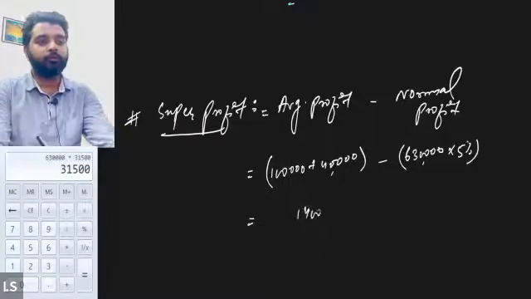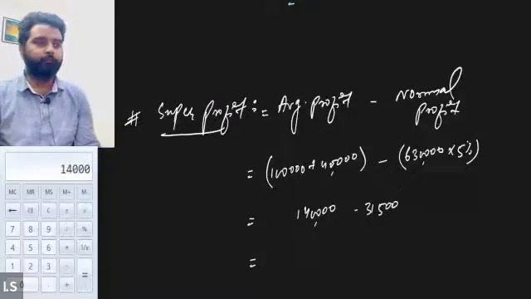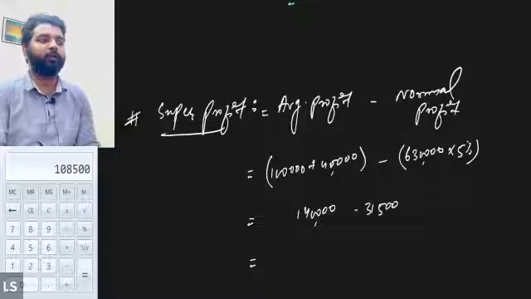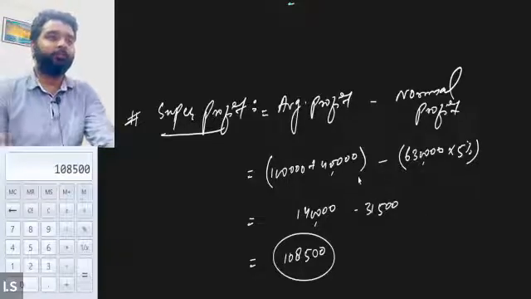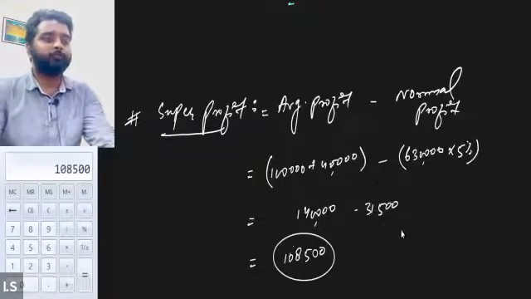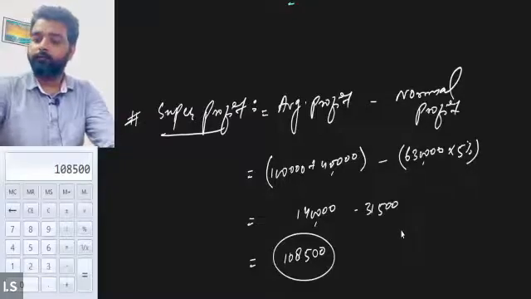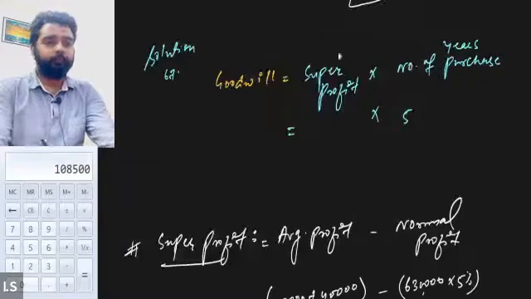So 1,40,000 minus 31,500, we will get 1,08,500. Is that correct, everyone? Is this calculation clear to all of you? Yes, sir. We took 5% of 6,30,000. So we got 31,500. Correct.